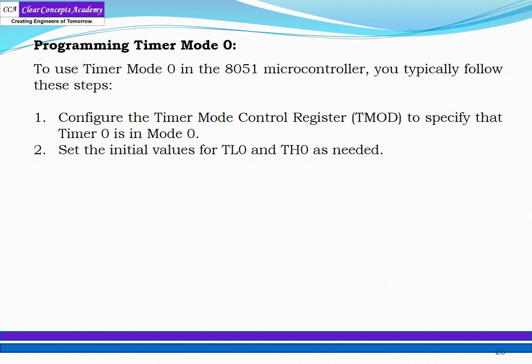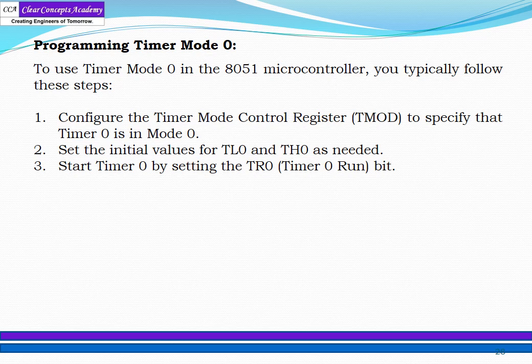Set the initial value for TL0 and TH0 as needed. Then you load a suitable value into TL0 and TH0 for generating a delay or making a timer. Then start timer 0 by setting TR0, timer run 0, to 1. If you set this to 1, only then will the timer run.